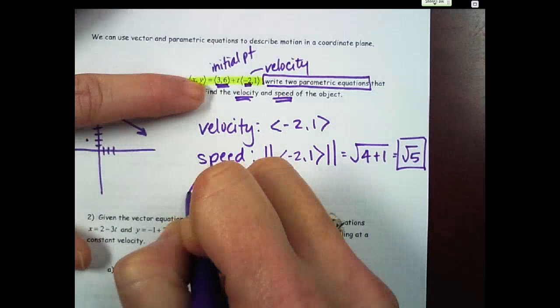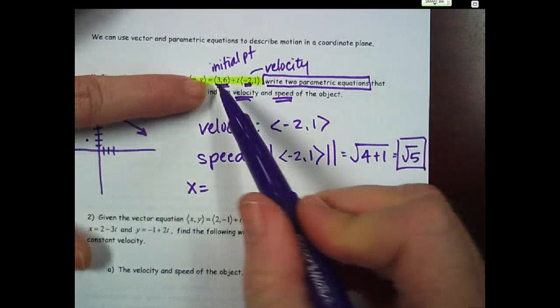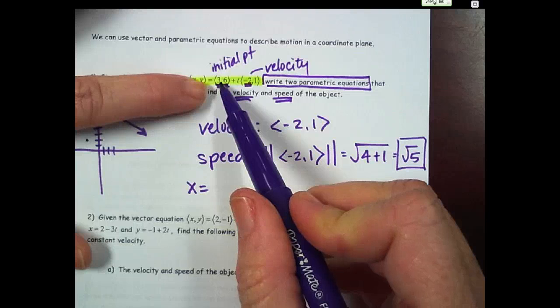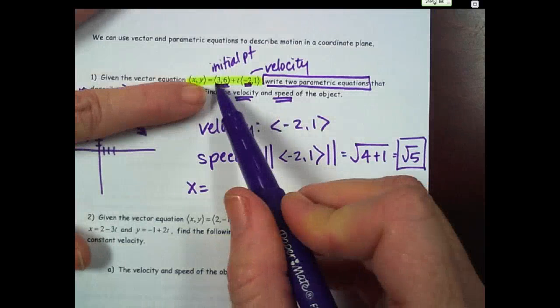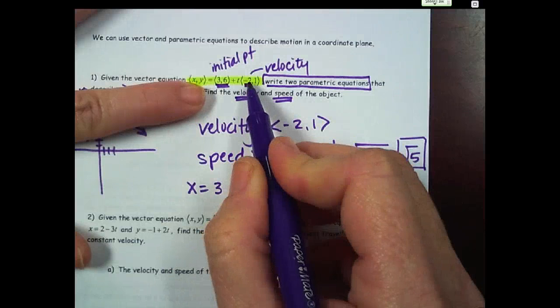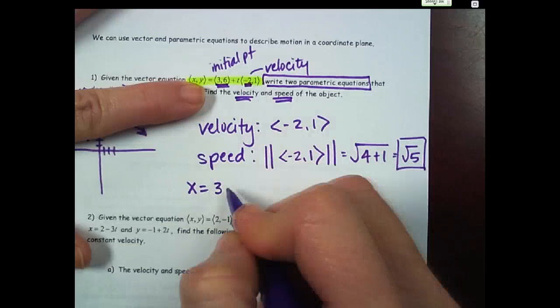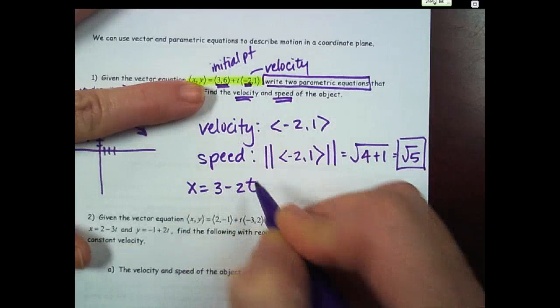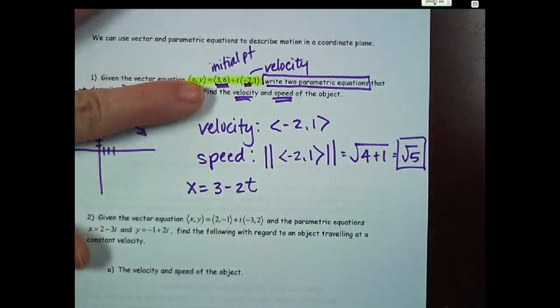So go to your equation, which is up here. And remember x equals. Where does x start at, guys? Look at your vector equation. Where did x start? At 3. And then it hops left 2 every time, right? So then we're going to go minus 2 every time, each motion of time. That's x.